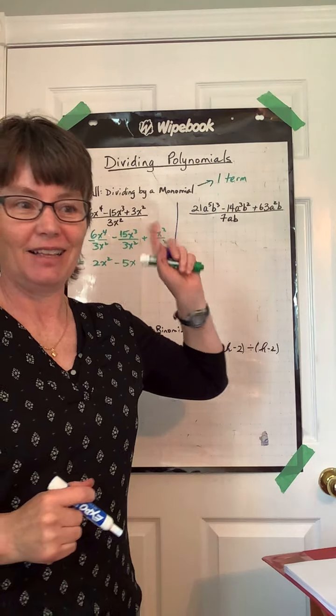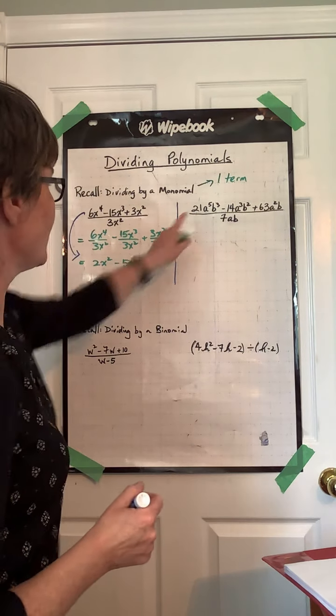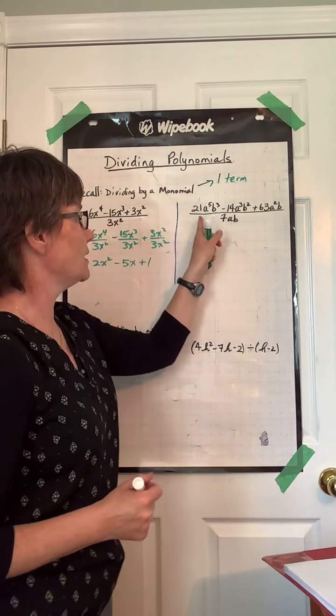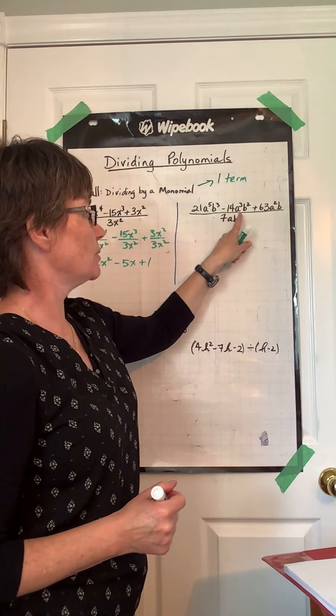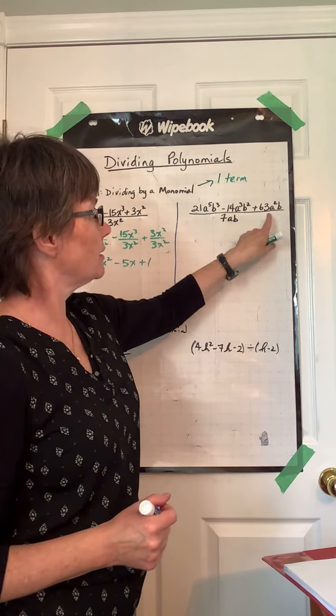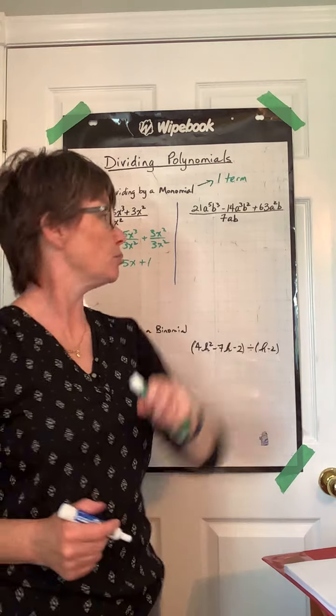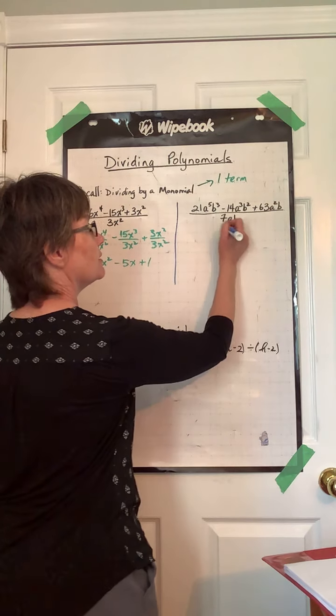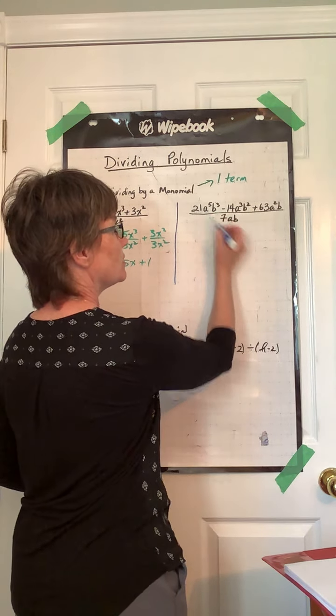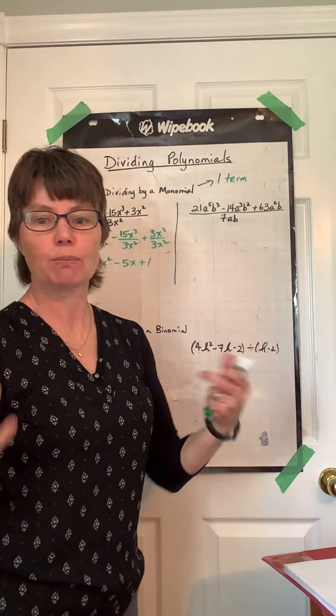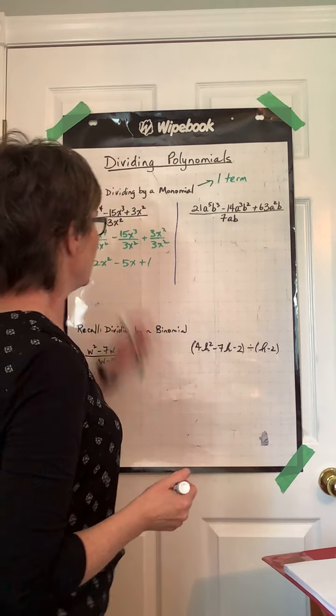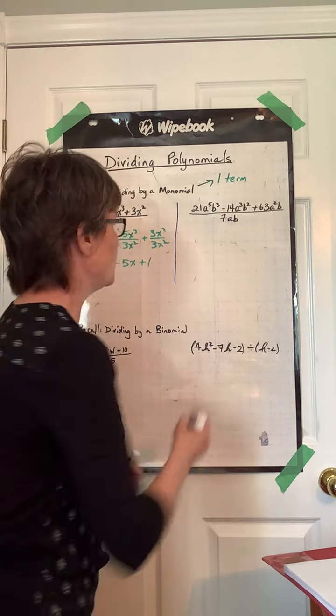All right, so second example, 21a to the 5th b cubed, subtract 14a cubed b squared, plus 63a squared b. So down here I have 7ab. I know that this is going to go into each of them, so this time I'm not going to split it off into three fractions, but you could do that if you wanted to.